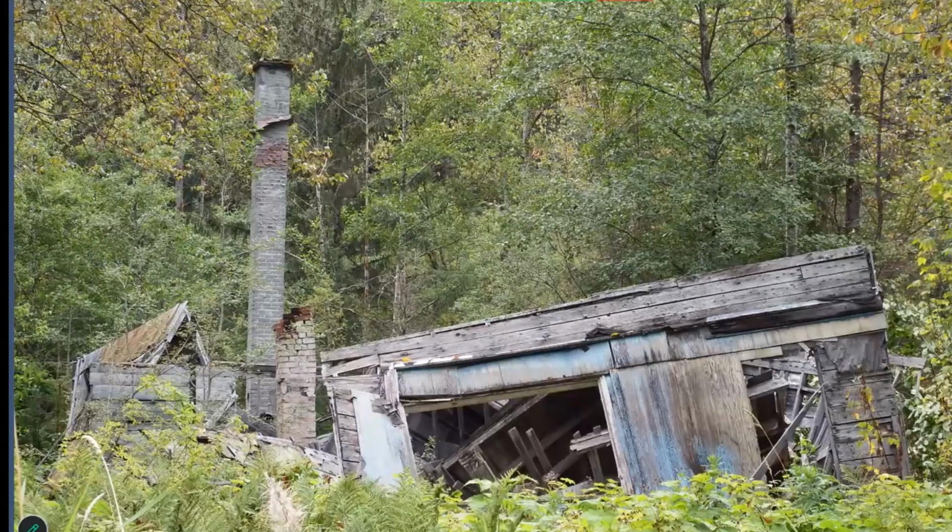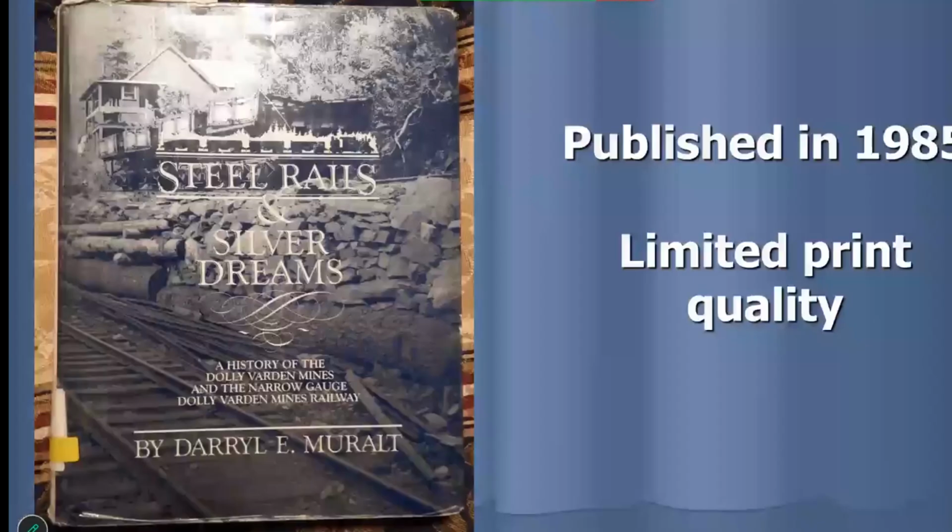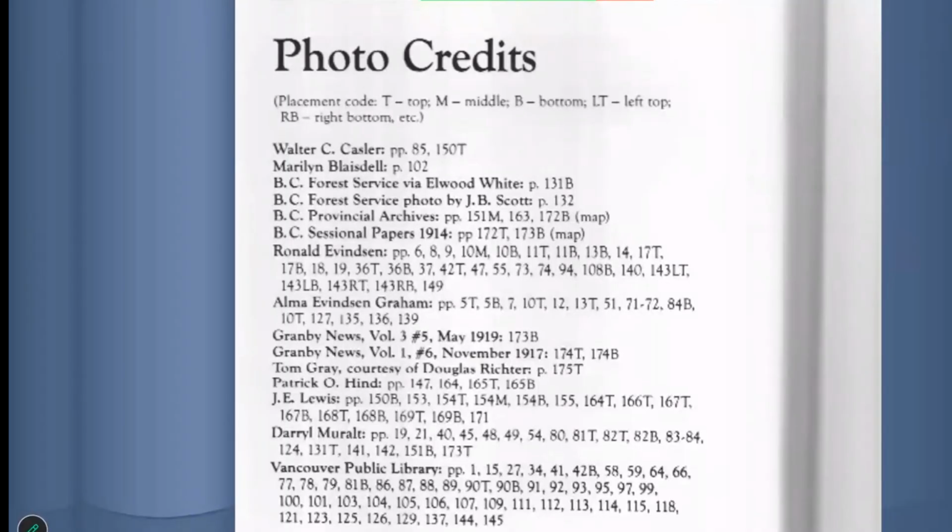So I had to go back to whatever sources I could find. And the Dolly Varden has this wonderful book written on it, Steel Rails and Silver Dreams. It was published in 1985, and even though they're beautiful pictures, they were very limited print quality, so it's really hard to see the details in them. But the beauty of books is usually they have credits for where they got the pictures from.